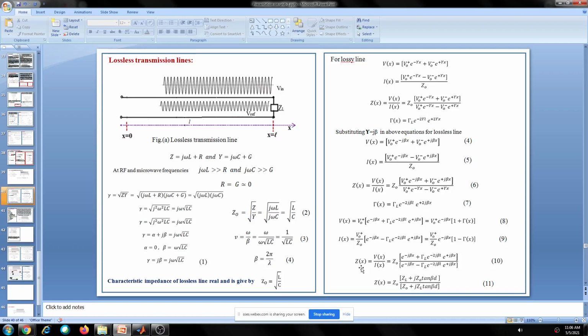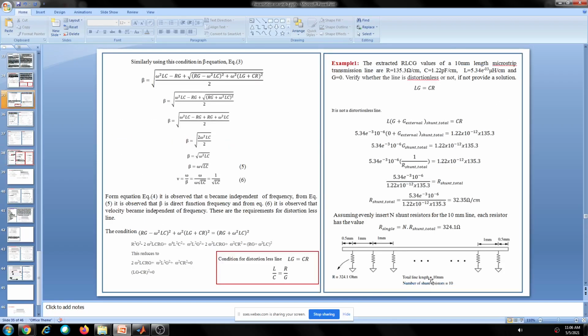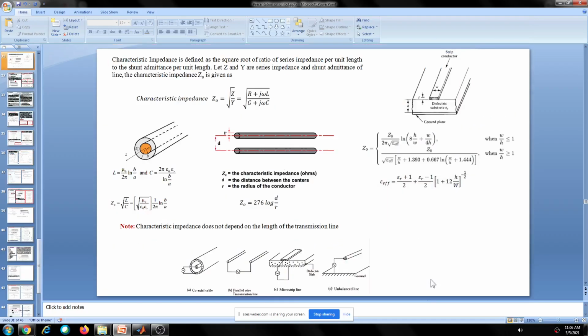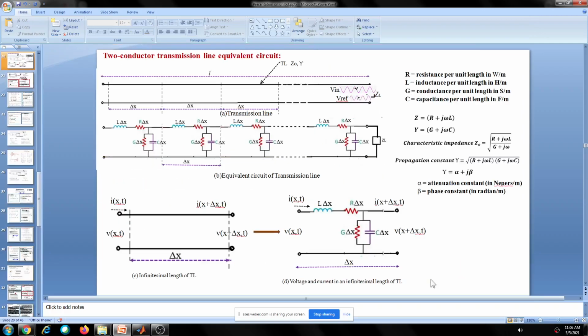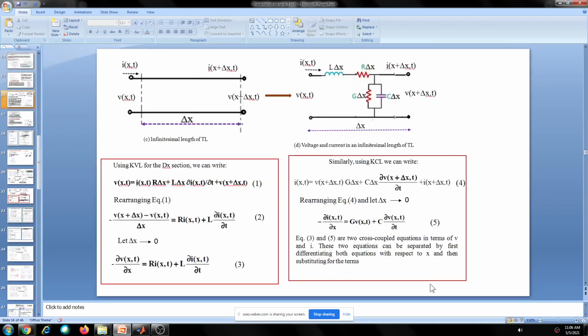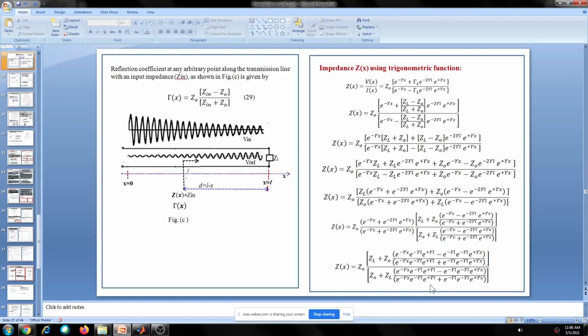Similarly, the impedance Z of x. See, this Z of x is a ratio of V of x and I of x. We will be having this. And if you write this in a trigonometric form, we will get this. This is Z of x equal to Z naught. You should do similar to what we did for the trigonometric representation of input impedance. This is the one we made in the earlier classes.